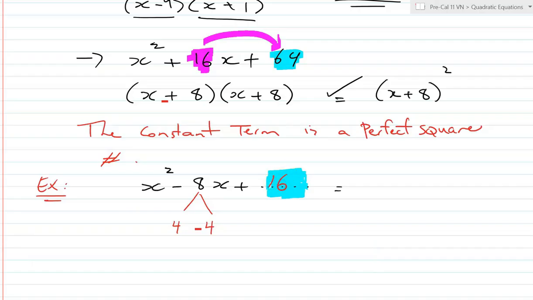And that makes sense. When you do this, then you can factor it. And when you factor it, what do you get? You get (x - 4)(x - 4). All right, that is very important. You look at the middle term, you break it up into 2, and then you create that. And now you have just created a perfect square trinomial.